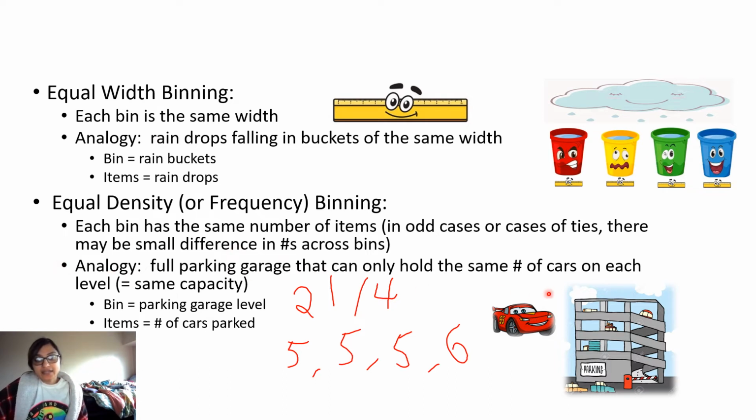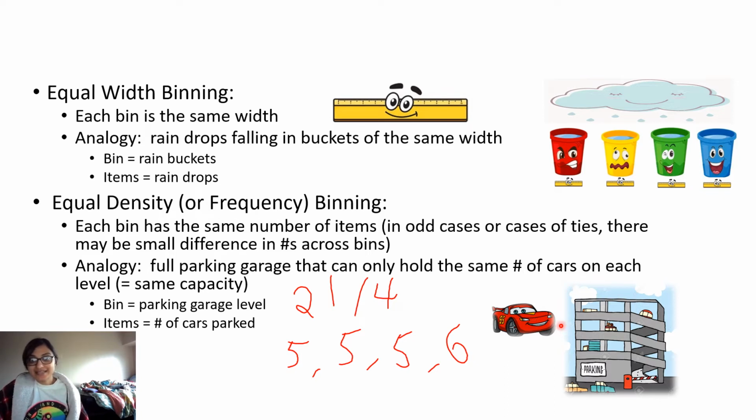The analogy that I give here is a parking garage that can only hold the same number of cars on each level. If we think of it like this cute car here, and this is the parking garage, the bin is basically each parking garage level. There are multiple levels here, like level 1, 2, 3, and 4. What I tried to show is that the bins are the levels, and the items are just the number of cars that are parked on those levels.